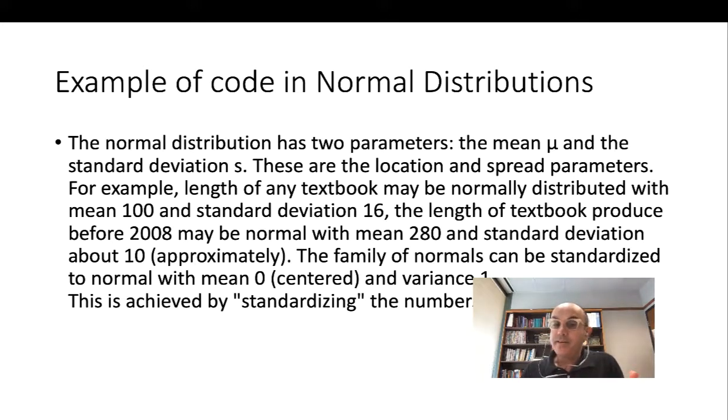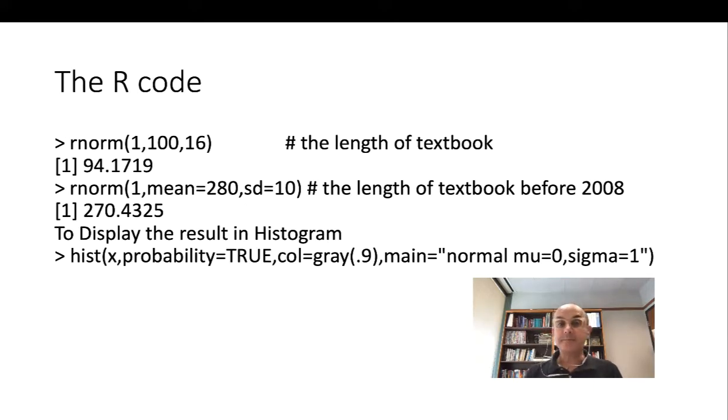So again, the family of normals can be standardized to a normal with a mean of 0 and variance of 1, and in order for us to do that, we can apply the formula z equals x minus the mean, divided by s. How do we do that in R? With rnorm, we have a set of data 1 to 10, and we have the 16. If we run the R code, it will tell us that the rnorm will be equal to 94.17. And before 2008, because the number was a little bit higher, it was not 100 pages, it was 280 pages, the rnorm will be a little bit higher.